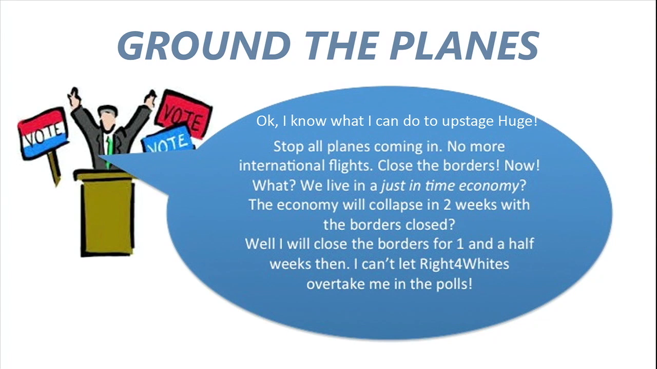Okay, I know what I can do to upstage Huge. Stop all planes coming in, no more international flights, close the borders now. What? We live in a just-in-time economy. The economy will collapse in 2 weeks with the borders closed. Well, I'll close the borders for 1.5 weeks. I can't let Right for Whites overtake me in the polls.